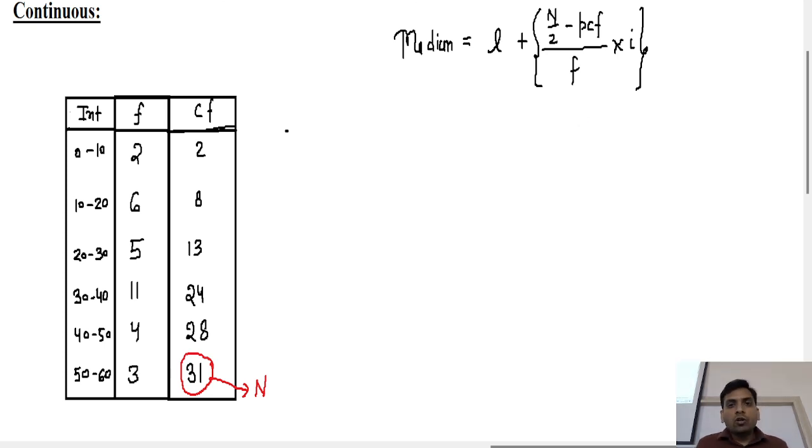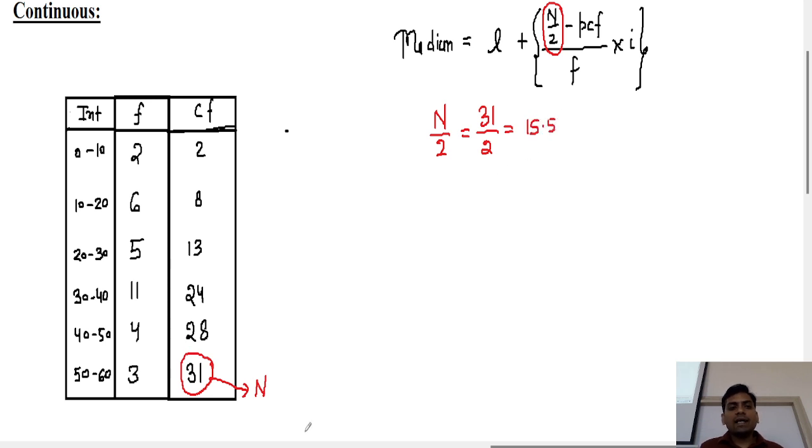Okay, so your solution starts with this term, N upon 2. N is part of which column? Capital N is part of the CF column. So N upon 2 is also part of the CF column. Clear? So N upon 2 is how much? 31 upon 2, that is 15.5.